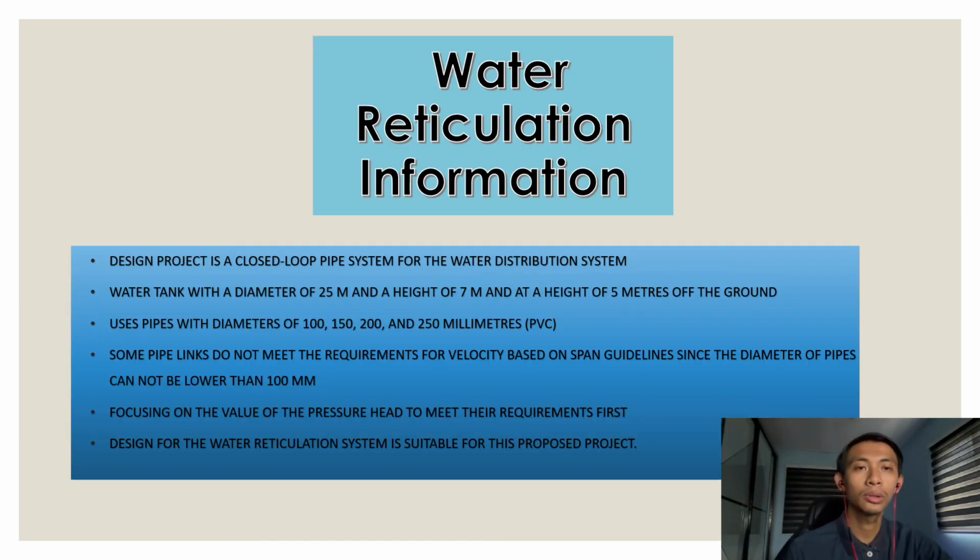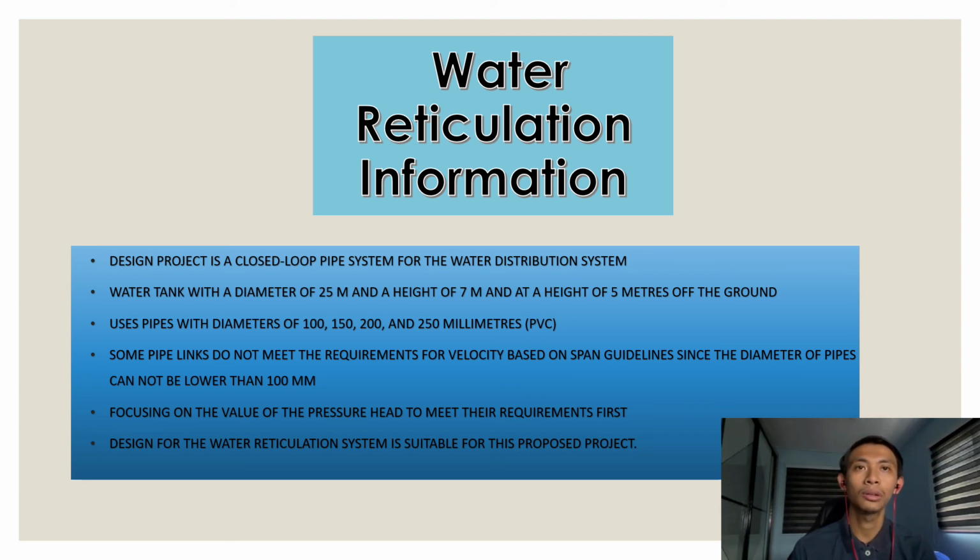For the water reticulation, we end up with the design project as a closed loop pipe system for the water redistribution system, and the water tank with a diameter of 25 meters and a height of 7 meters, and a height of 5 meters off the ground. We use pipes with diameters of 100, 150, 200 and 250 mm PVC, which are strong and durable.